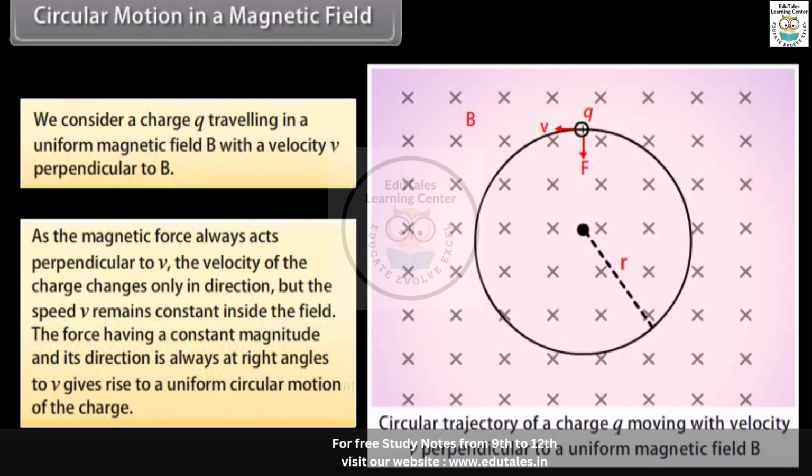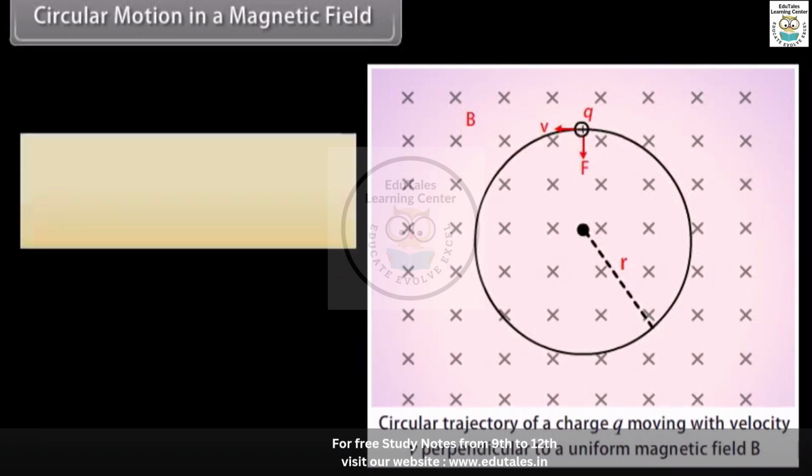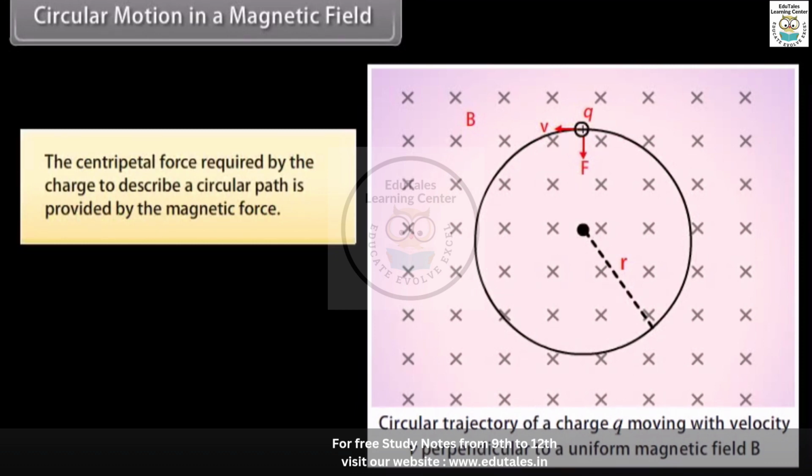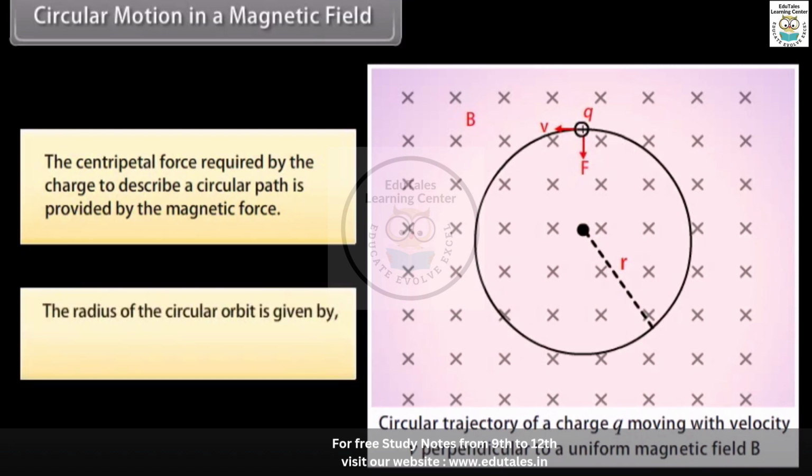The force having a constant magnitude and its direction always at right angles to v gives rise to a uniform circular motion of the charge. The centripetal force required by the charge to describe a circular path is provided by the magnetic force. The radius of the circular orbit is given by mv divided by qB.